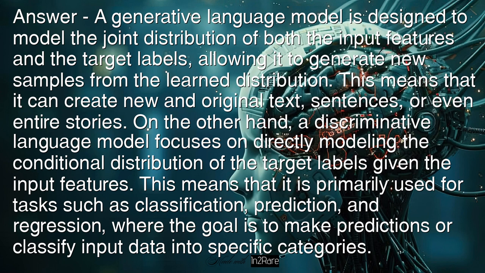On the other hand, a discriminative language model focuses on directly modeling the conditional distribution of the target labels given the input features. This means that it is primarily used for tasks such as classification, prediction, and regression, where the goal is to make predictions or classify input data into specific categories.